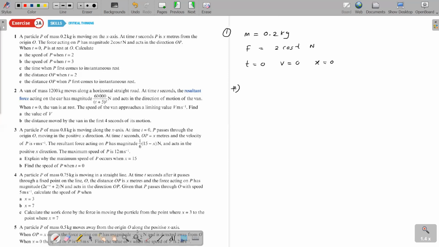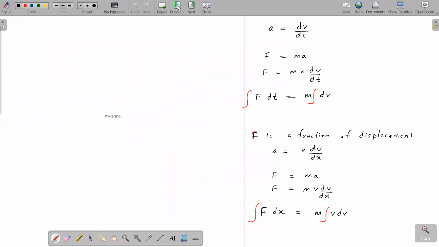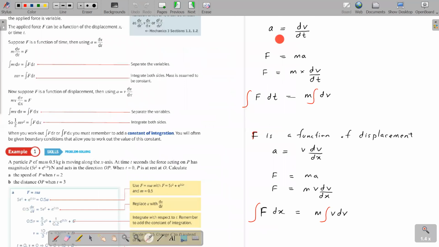Obviously, what do we do? We have to first find the acceleration and then come to the speed. So how do we do this? We use F equals ma here. Just follow the steps that I showed you over here.